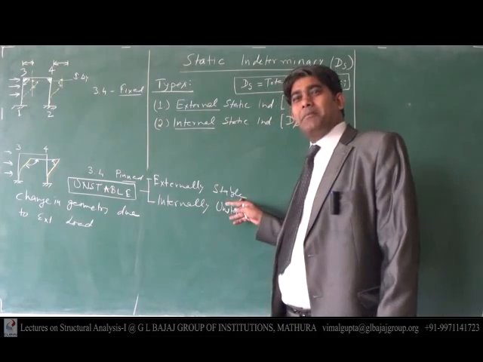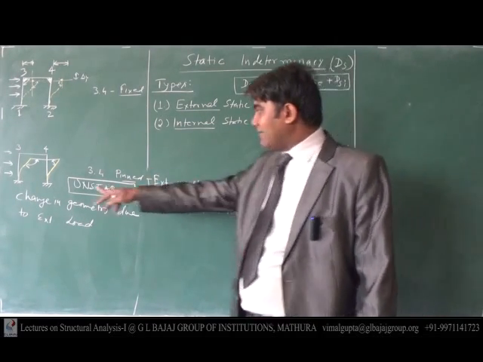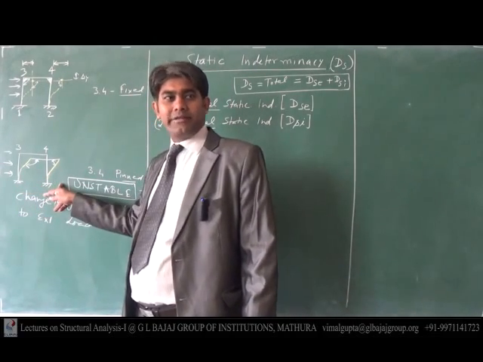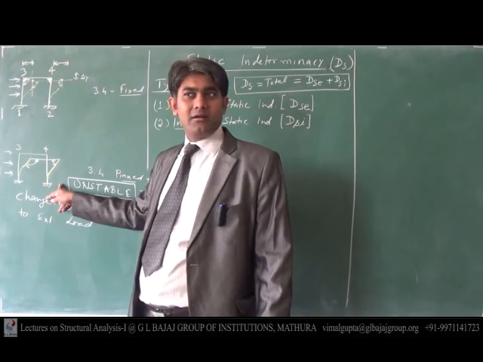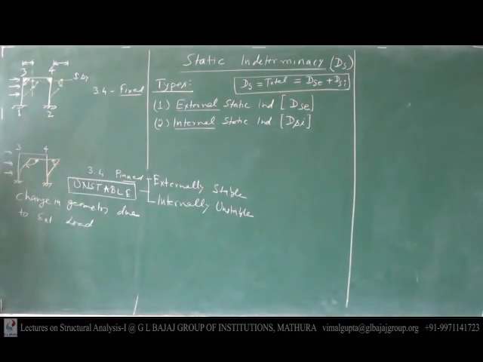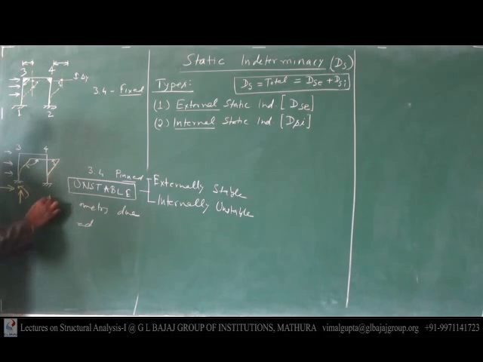It is externally stable because it has 6 restraints acting here. What are the 6 restraints? You know very well. These are vertical restraint, horizontal restraint, as well as moment. And here also.